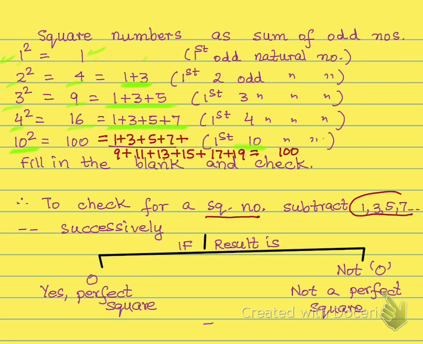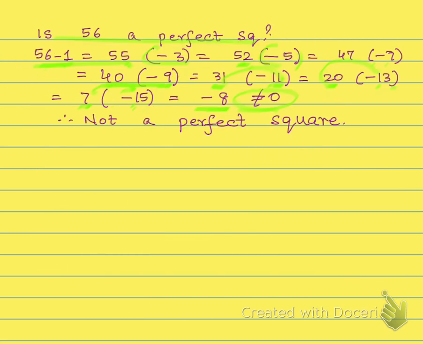So we've tabulated here. To check for a square number, subtract successively 1, 3, 5, 7 and so on. If your result is 0, yes, it's a perfect square. If your result is not 0, no, it is not a perfect square. Doesn't it become super easy when you tabulate things?